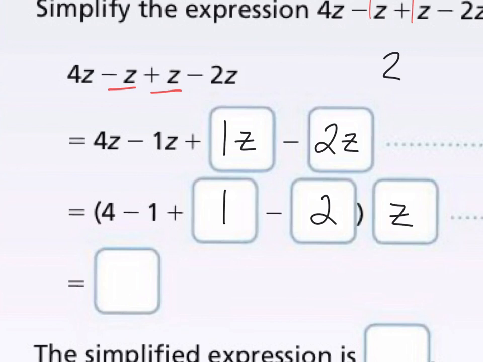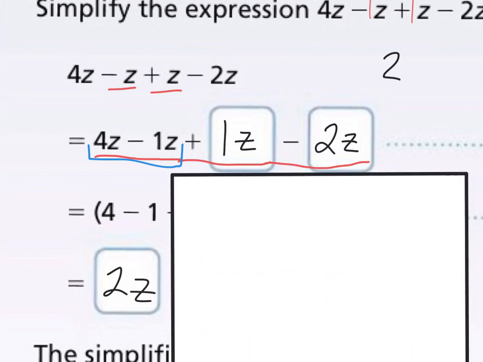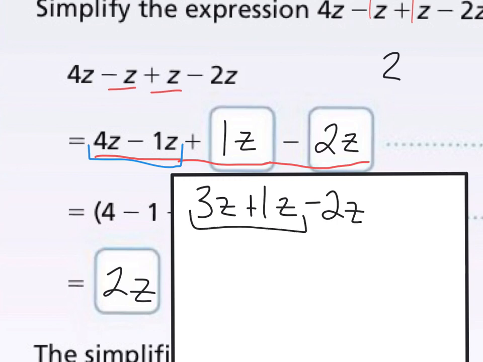But then basically we're just working our way across here. So 4z minus 1z would be 3z, and then 3z plus 1z would be 4z, and 4z minus 2z would be 2z. So our final answer is 2z. If that's too much for you to keep track of as you go through to work the problem out, you can just work out one part at a time. So you could say like 4z minus 1z is 3z, and then just bring the rest down. 3z plus 1z is 4z, and then 4z minus 2z is 2z.